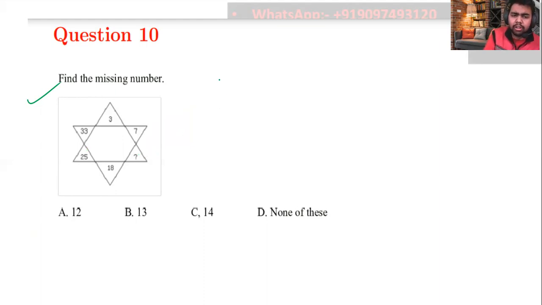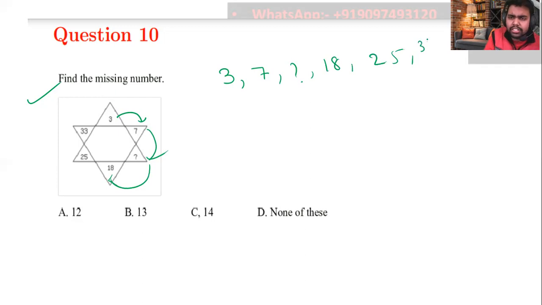So what would be my smallest number? My smallest number is 3. I'm going to write 3 and I'm just moving in clockwise direction. After that, I'm going to get 7. After that, I'm going to get a question mark. After that, I'm going to get 18. And after 18, I'm going to get 25. And then I'm going to get 33 like this.